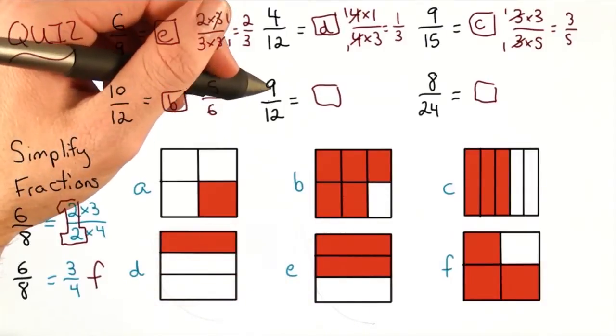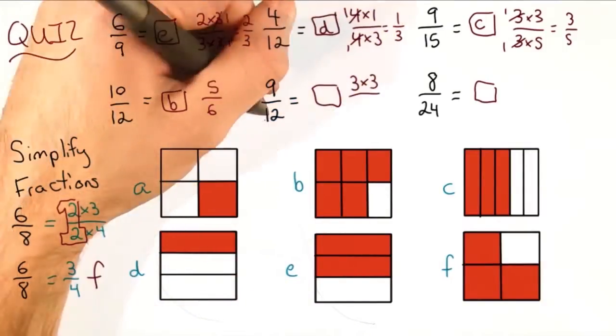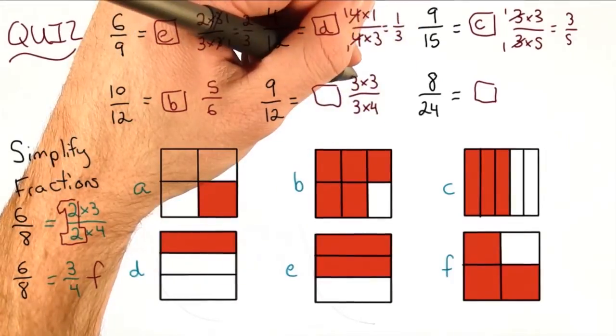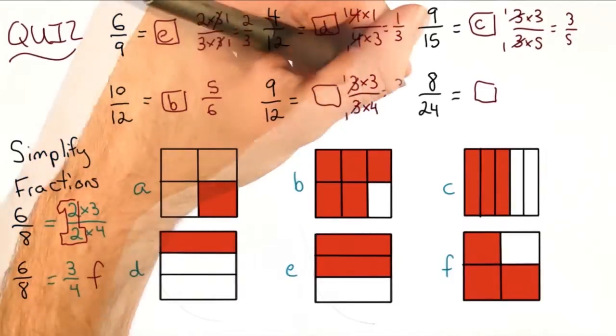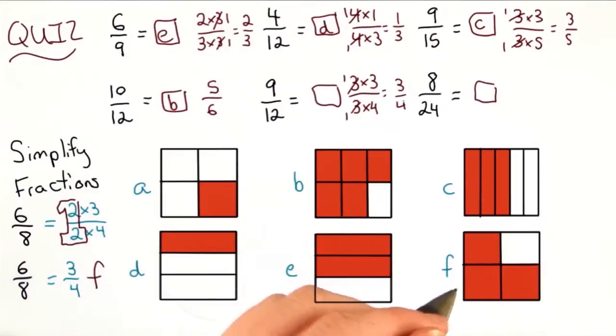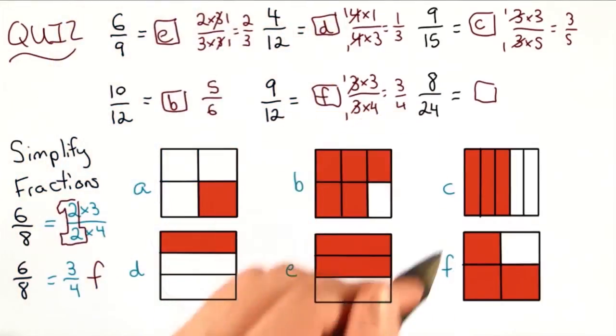For 9/12, I'm going to write 9 as 3 times 3, and 12 as 3 times 4. Again, I have the 3 divided by 3, which makes 1, so I get 3/4. 3/4 would be F. And finally, I have 8 divided by 24.